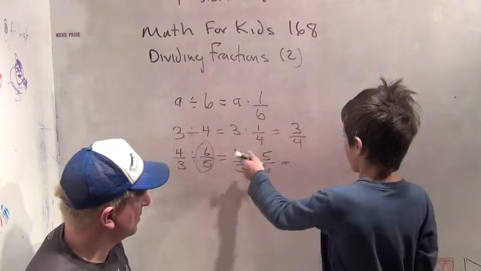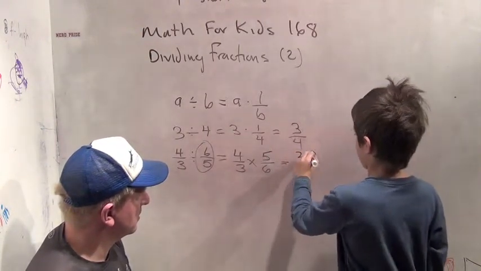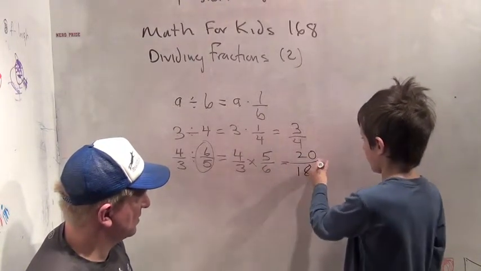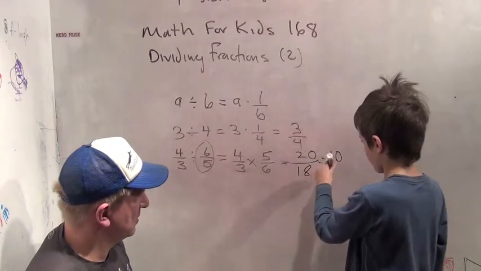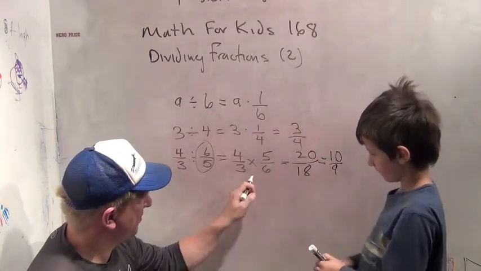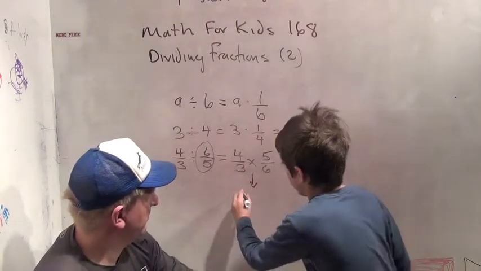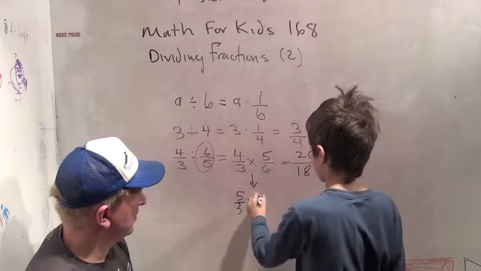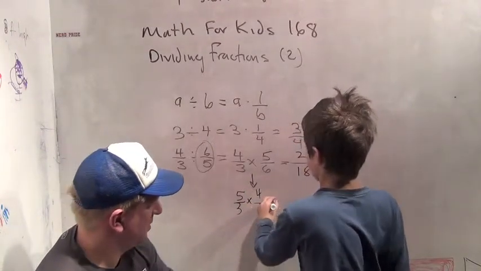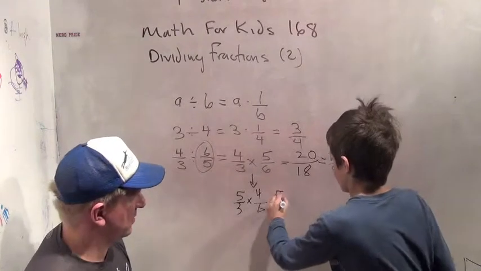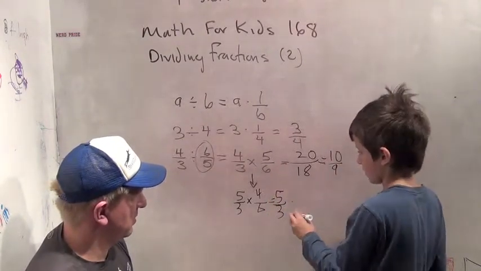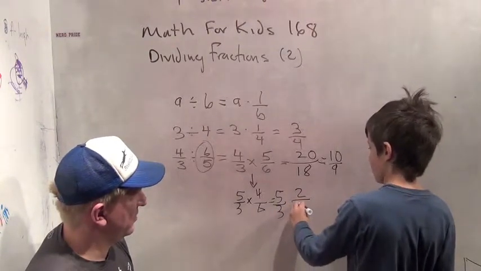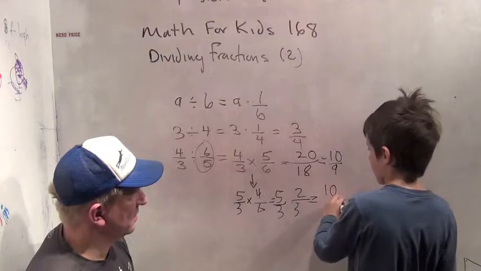And what is 4/3 times 5/6? How do we do that? We multiply the top and bottom. 20 18ths, and that can simplify to 10/9. And how could we have simplified it first here? Back up. 5/3 times 4/6, which is 5/3 times 2/3. 5/3 times 2/3, which is also 10/9.